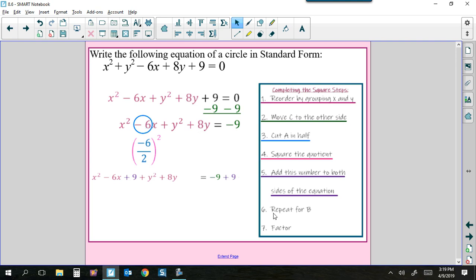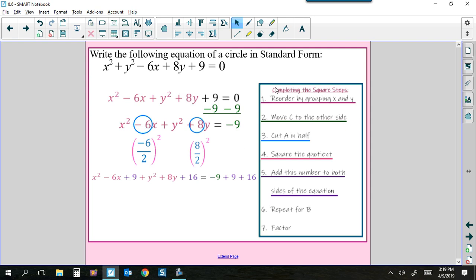For step 6, it says repeat for b. So you're going to go through and do exactly the same thing. Where I said cut a in half, you're going to cut b in half. Then you're going to square the quotient, and then add this to both sides of the equation. So b is this 8. If I take 8 divided by 2, I get 4. And 4 squared is 16. So I am going to add 16 to both sides of my equation.